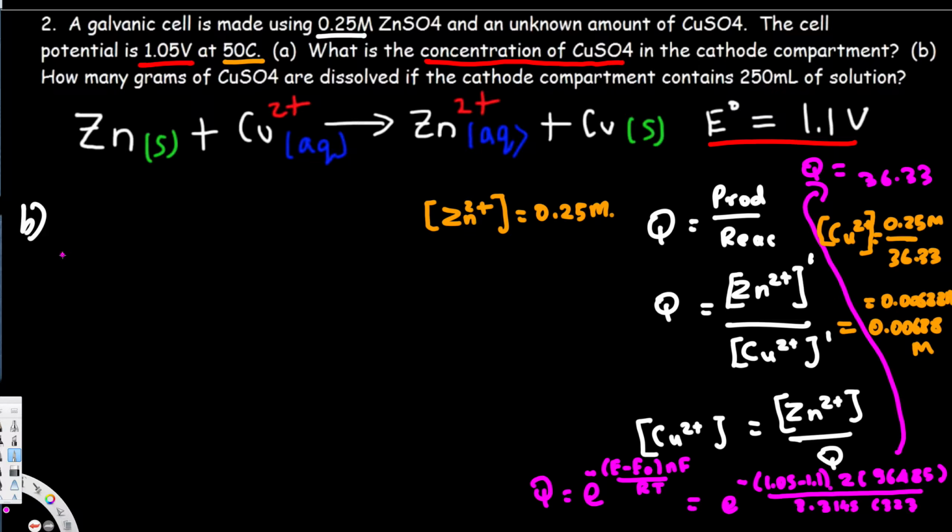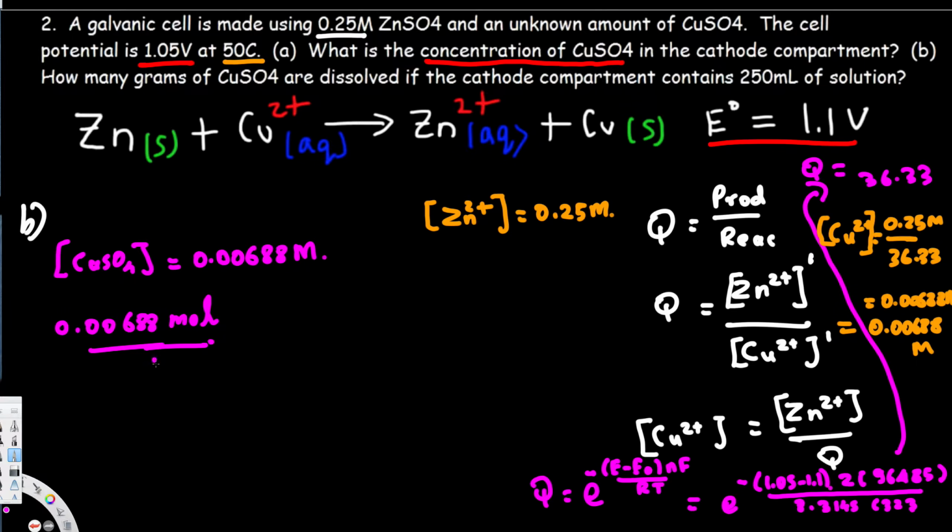If Cu2 plus concentration is 0.00688 molar, this one also has the same value, that is CuSO4 concentration also 0.00688 molar. Now we are going to use this information to calculate the mass. Let's plug the information. First we have 0.00688. Molar is actually mole per liter. So this many moles per 1 liter, right?